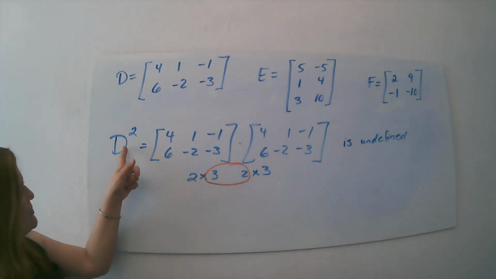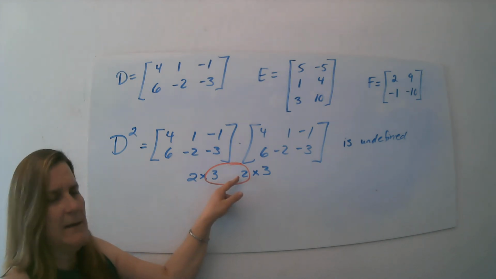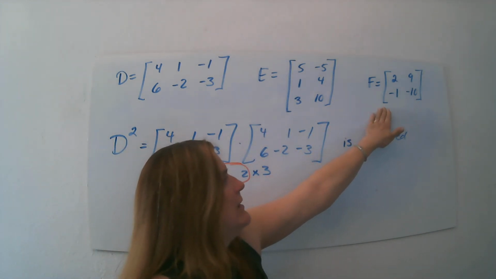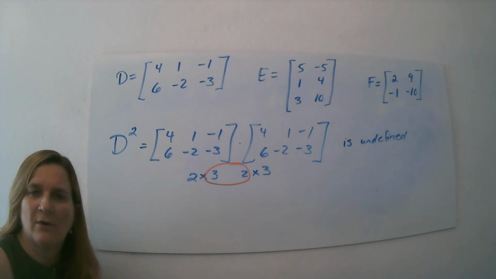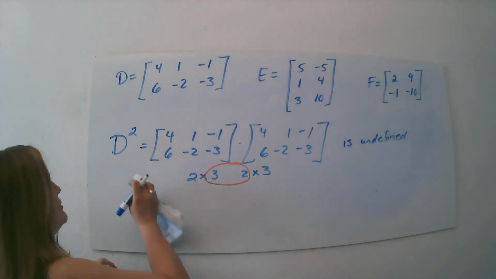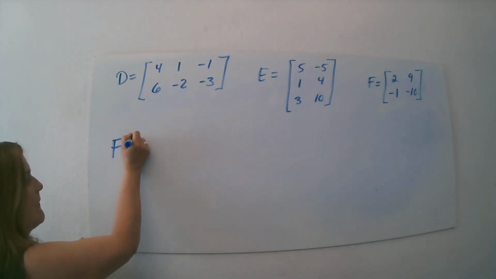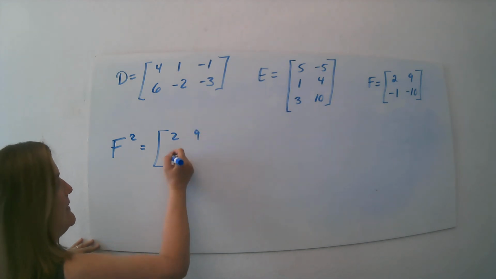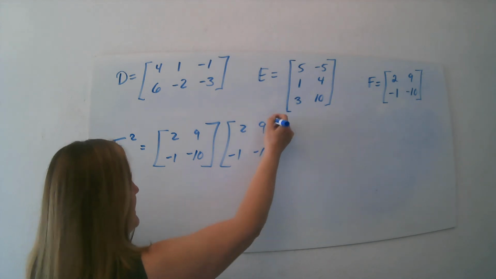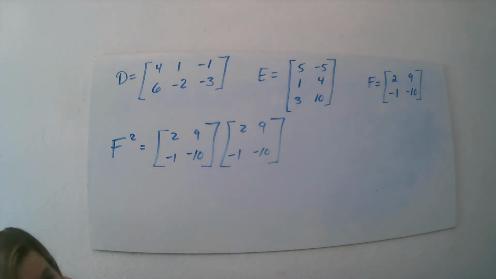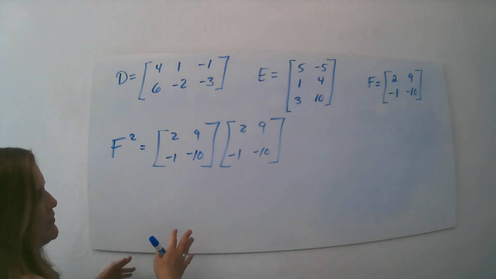And notice if we were going to square a matrix, the number of columns would need to match the number of rows, as in the case of this matrix over here. In other words, it would need to be a square matrix. That's what we call a matrix that has the same number of rows and columns. So we can't square D, but we could square F. It is just 2, 9, negative 1, negative 10, multiplied by 2, 9, negative 1, negative 10. So you'll notice you can only square a square matrix, right? We need the number of columns to match the number of rows.